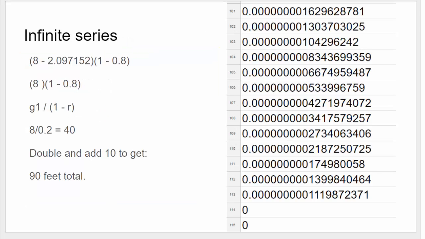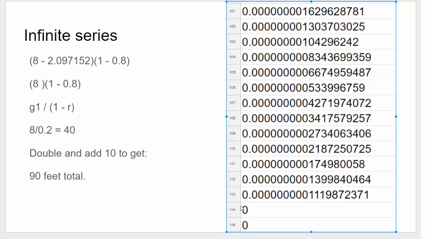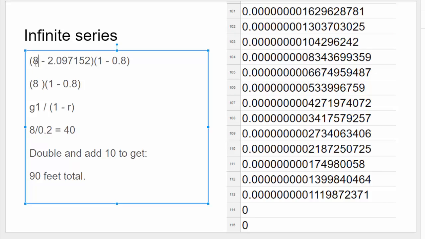Finally, the whole idea of an infinite series. You can see down here, I kept this spreadsheet going, kept multiplying by 0.8. By the time we get to row 114, the value is so small, it's not really 0, but it's close enough to 0 that Google Sheets just gave up. And from here on down, it's just showing zeros. So it's getting smaller and smaller and infinitesimally smaller. Okay? So what does that mean about our series?